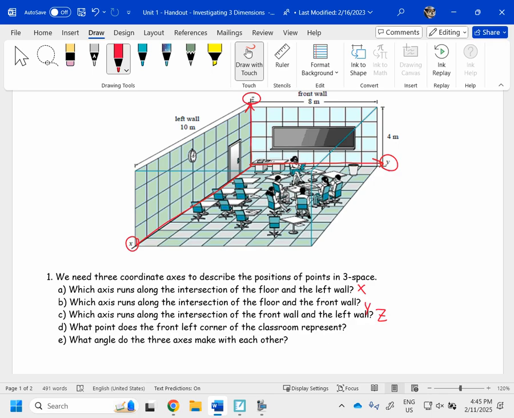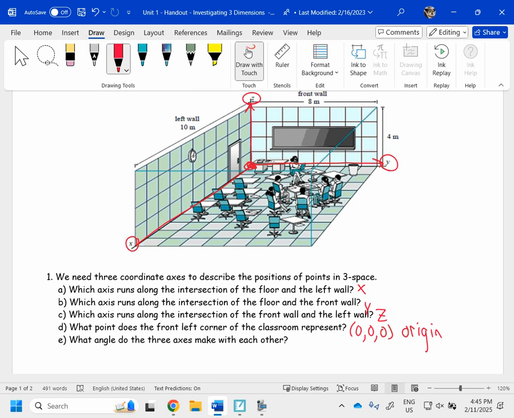What point does the front left corner of the room represent? We're always going to think of this as our origin. We're going to call that (0, 0, 0), or the origin, or in vector format, the letter O, our starting point.